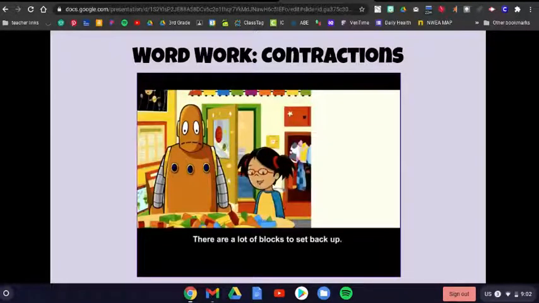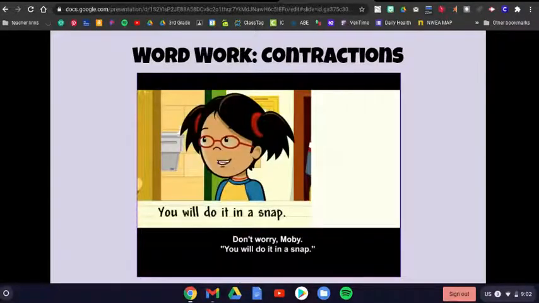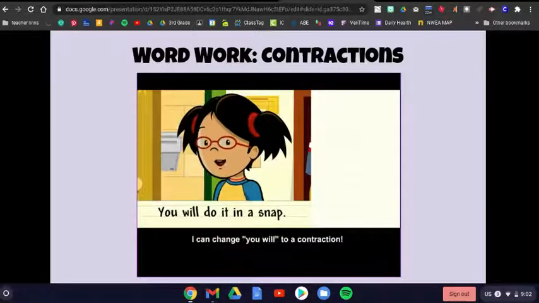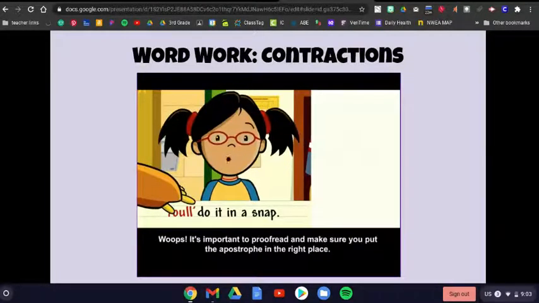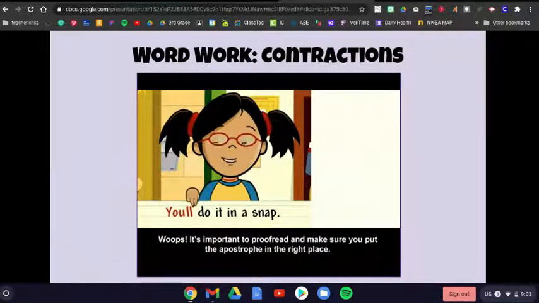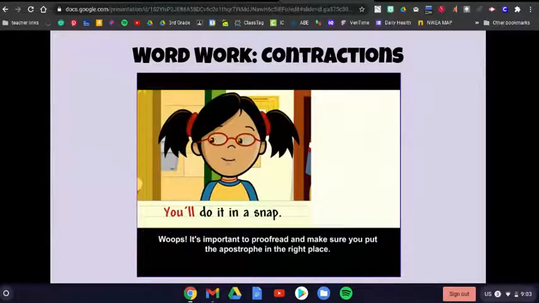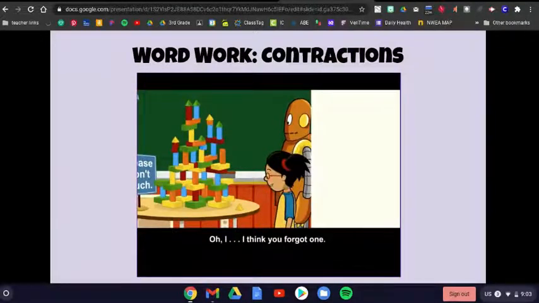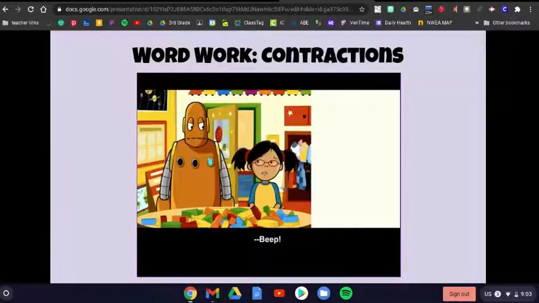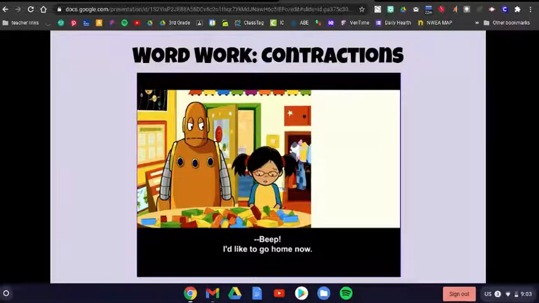There are a lot of blocks to set back up. Don't worry, Moby. You will do it in a snap. I can change you will to a contraction. You'll do it in a snap. Oops, it's important to proofread and make sure you put the apostrophe in the right place. Good job, Moby. Oh, I think you forgot one. I'd like to go home now.